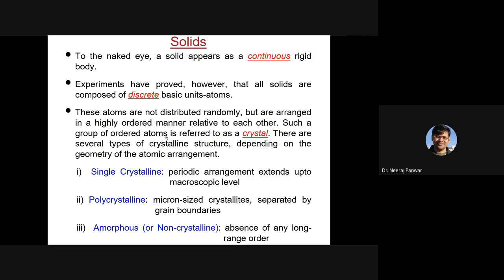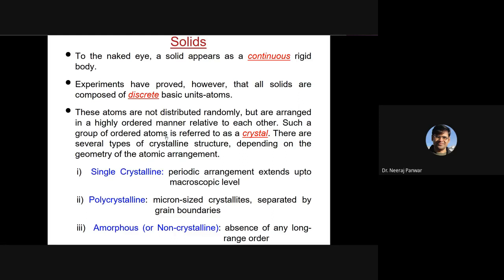As we know, matter exists in three forms: primarily solids, then liquids and gases. And when we see any solid material, to our naked eye a solid appears as a continuous rigid body. You can think of your mobile phone, laptop, table, chair, anything that comes into the category of a solid. It looks as if it is a continuous rigid body.